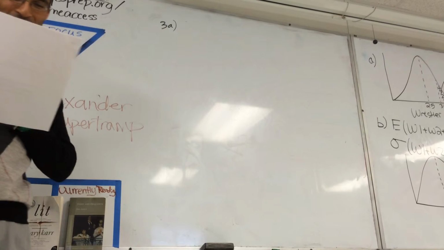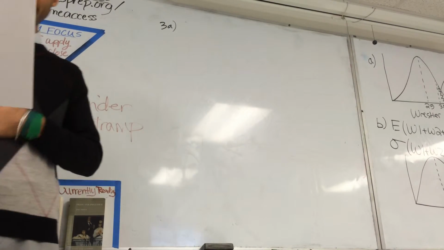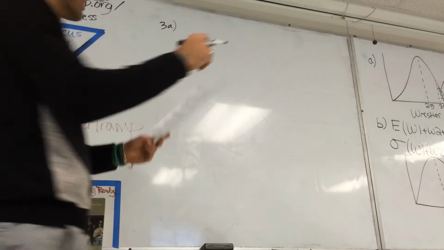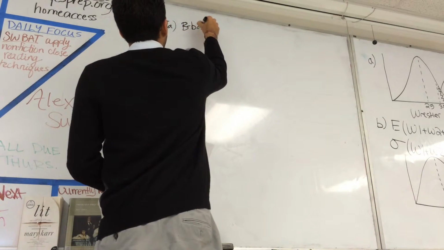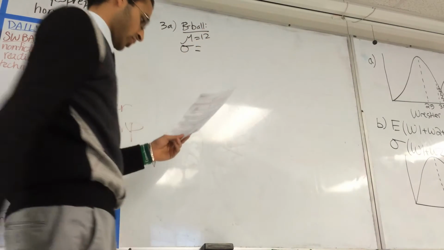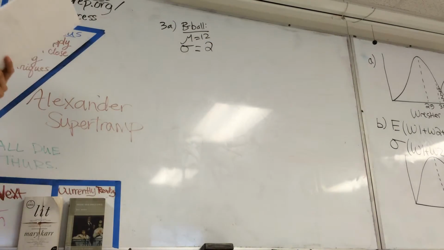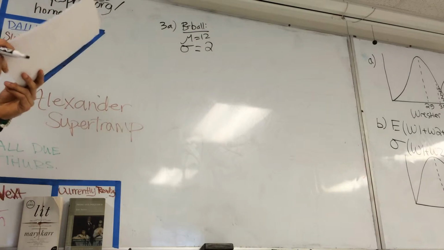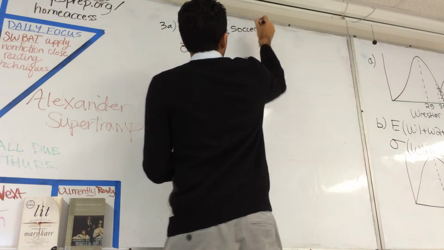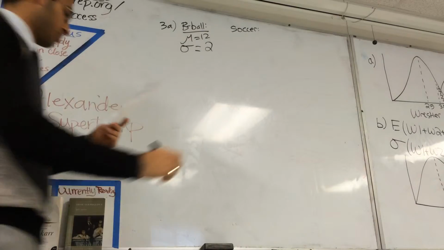Okay. All right, so 2 twins are having a birthday party. One of the twins plays basketball and invites only her teammates. She approximates that the amount of people is normally distributed with a mean of 12. So for basketball, we have a mean of 12 and a standard deviation of 2. The other twin plays soccer and invites only her teammates. Soccer. Normally distributed.